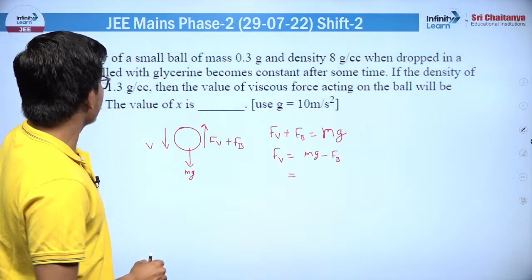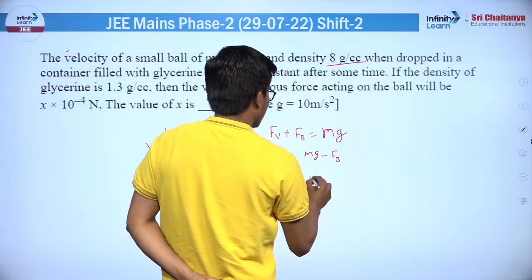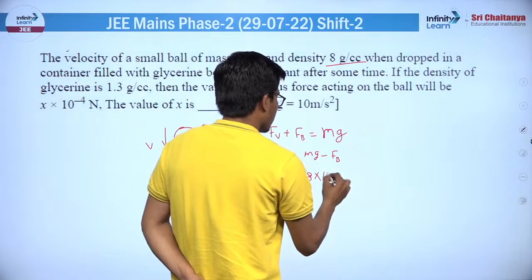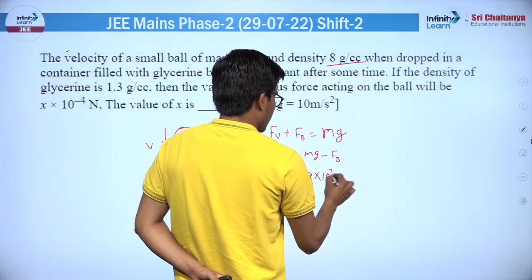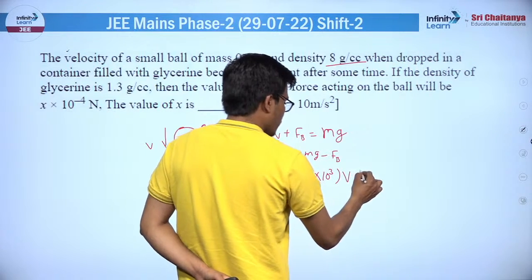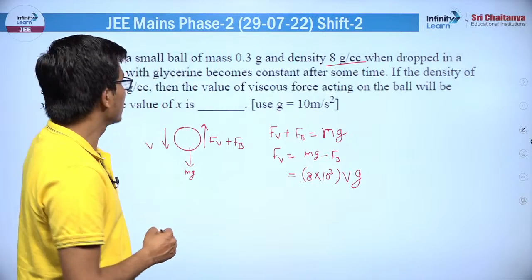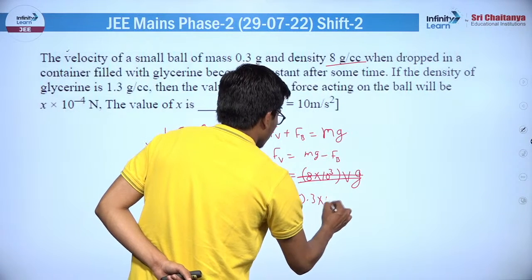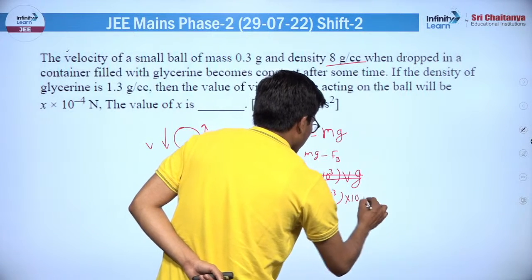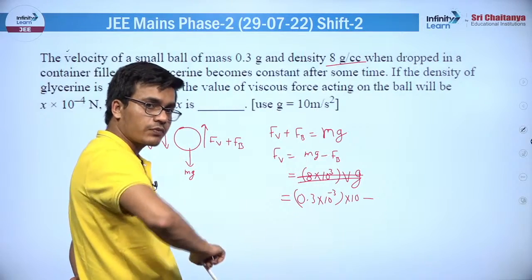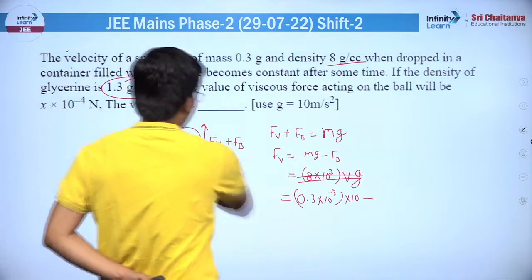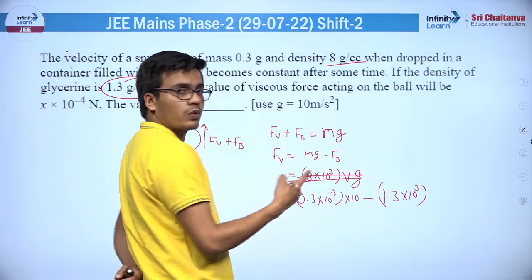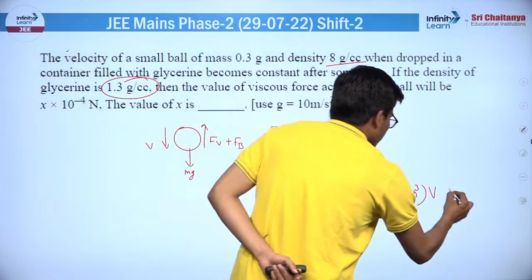Mg. So the density of the ball is 8 gram per cc, and we have to find the answer in SI units, so just convert into SI units. Mass you can write as density into volume into g, right? Mass is already given, so let us put the mass directly. Mass is 0.3 gram, so this will be in kg, g value is 10, minus buoyant force, where you write density of liquid into volume into g. Density of liquid is 1.3 into 10 to the power 3 in SI system, into volume into g.